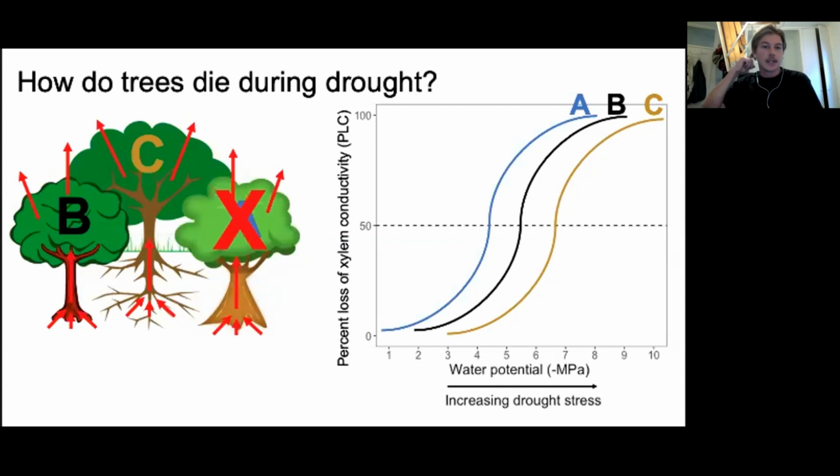This has been scaled up to explain or predict mortality patterns in the field. For example, in this hypothetical example, we would expect plant A to die first because it's the most vulnerable, followed by plant B, and maybe plant C survives because it's the least vulnerable to embolism out of these three. This approach has had success in explaining natural drought damage patterns before, but it does leave a substantial amount of variation unexplained, which suggests that we're missing part of the story.